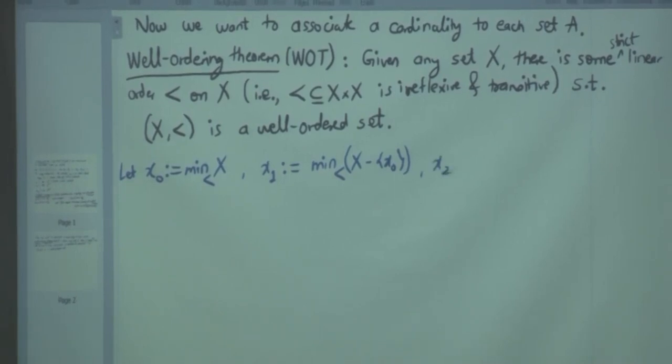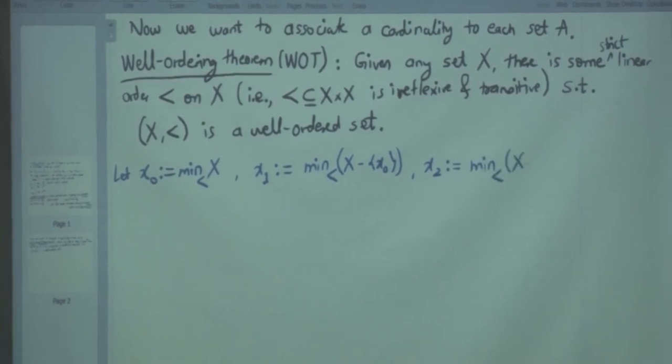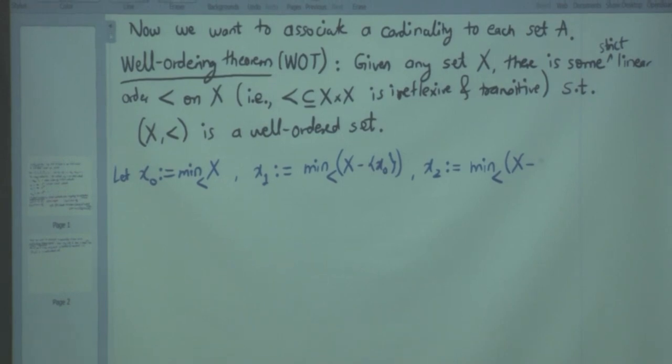How will I define X2? Minimum of X minus X0 and X1, because I don't want to get back X0 and X1. Right? Then I will continue doing this. So maybe I have an infinite set and I have exhausted all X0, X1, X2 up to Xn for each n. Then what next can I do? I can define X omega to be the minimum of X minus the collection of Xn where n is less than omega.